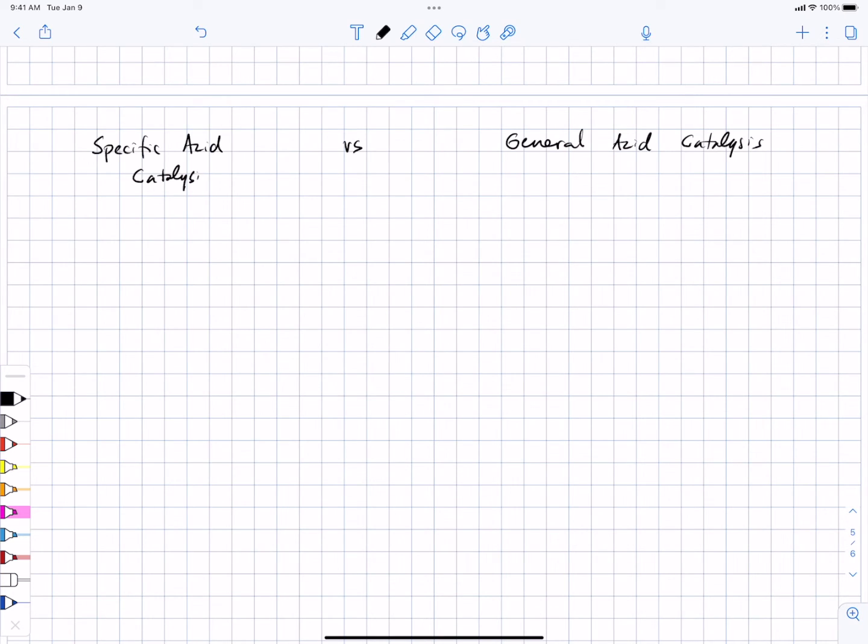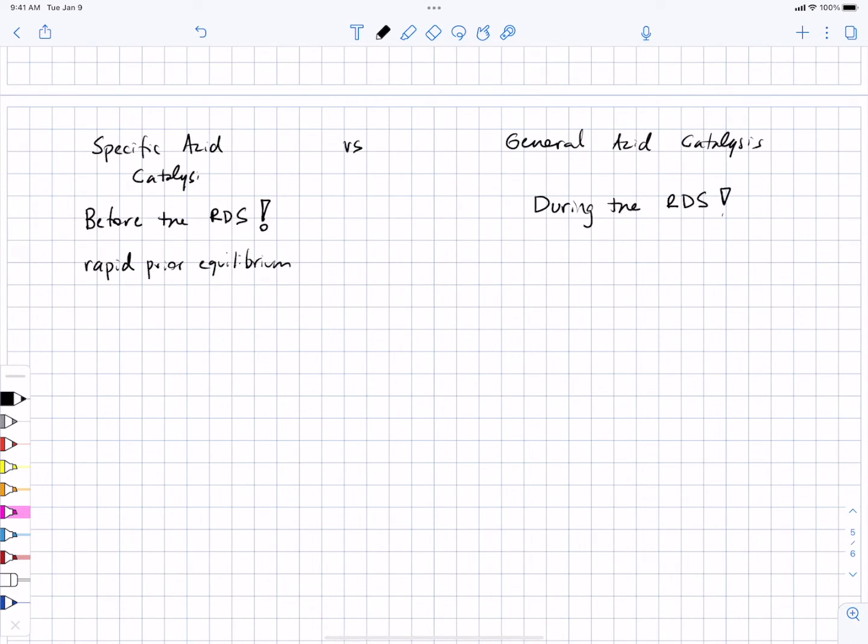Specific acid catalysis happens before the rate determining step. So it's this situation where you've got this rapid prior equilibrium, which we dealt with early on in chapter 7. General acid catalysis is during the rate determining step. Okay?